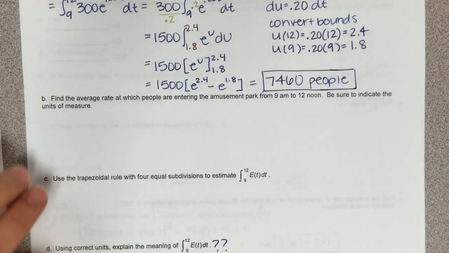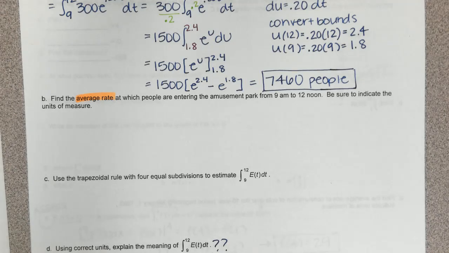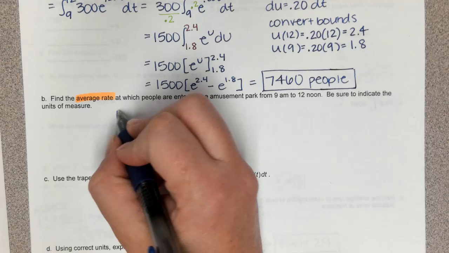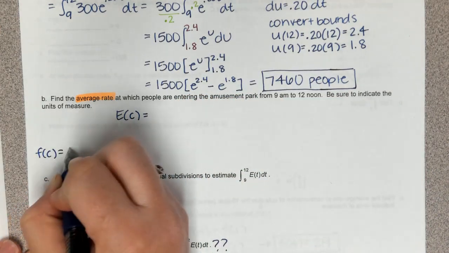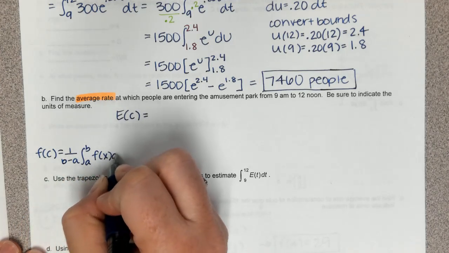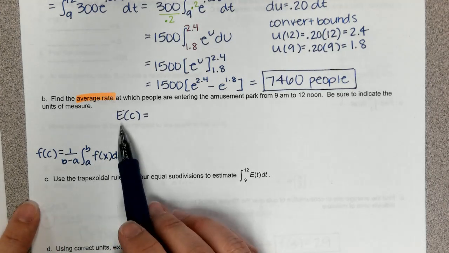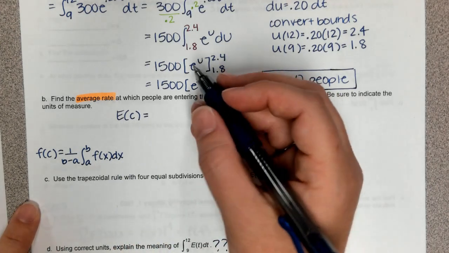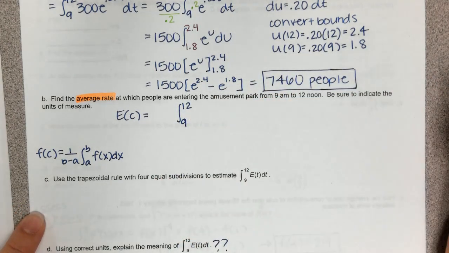Okay. Next question, find the average rate at which people are entering the amusement park. Okay, so we've got our formula, which was for f of c, but this is going to be E of c. Again, it's a y value. Your formula for f of c is 1 over b minus a times the integral of f of x dx from a to b. So in this problem, instead of f, it's a big E. So what's your A and your B? Your A and your B, we're going from 9 to noon.